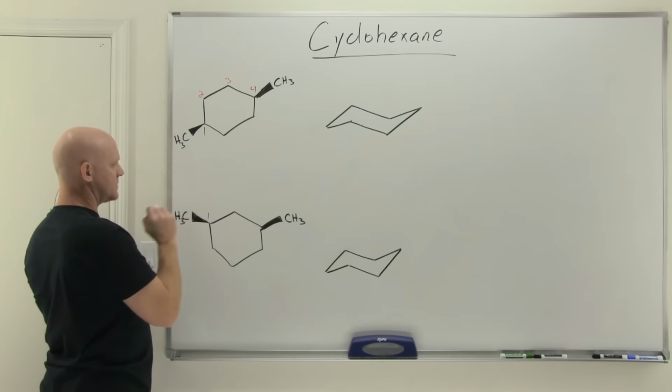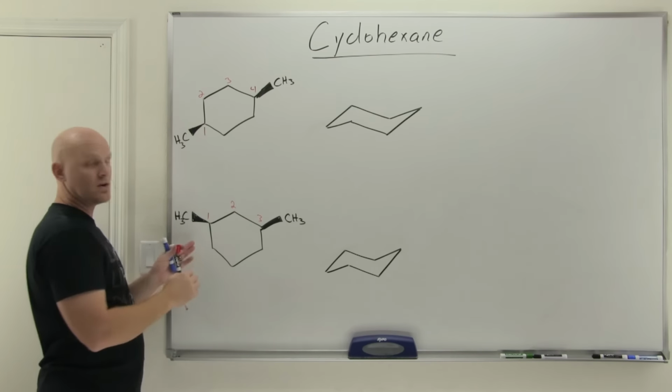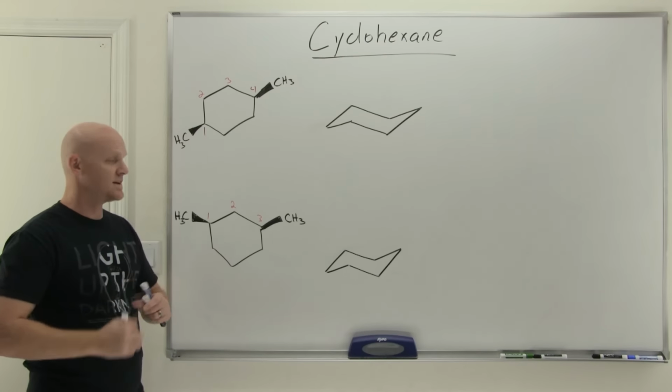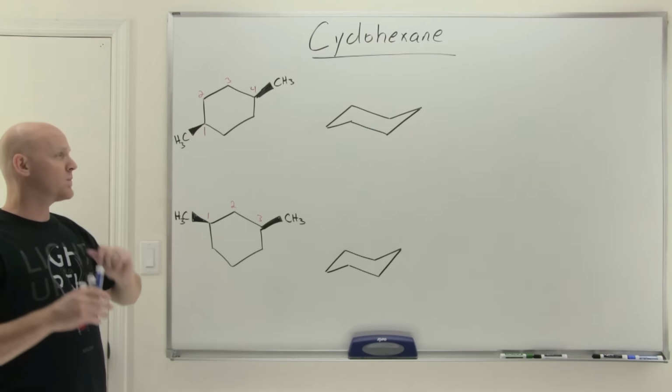If I make this one at position 1, then I want to go around clockwise because I'd get to this guy at a lower number, and so this would be called a 1,3 relationship on cyclohexane, and we'll see that's going to have an impact here. Now, these are both cis isomers. We can confirm that when we're done here.